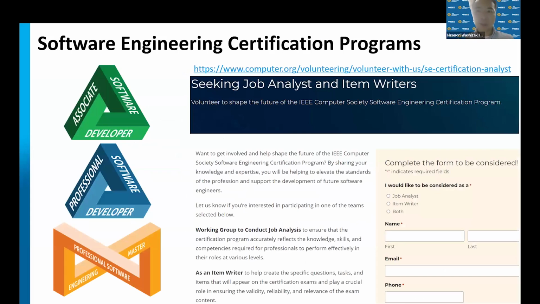Oh, and we also have a plan to reorganize the certification program, because IEEE CS currently provides three software engineering certification programs: associate software developer, professional software developer, and professional software engineering master. However, these are, I do not say old, but not so up to date. Since we are going to release the latest version 4 of the SWEBOK Guide, we need to make those certification programs aligned with the new SWEBOK Guide and market needs. Therefore we are currently doing job analysis. If you are interested, please go to that website and you may contribute to this reorganization of the certification program by being involved in a working group to conduct job analysis, or even as an item writer.